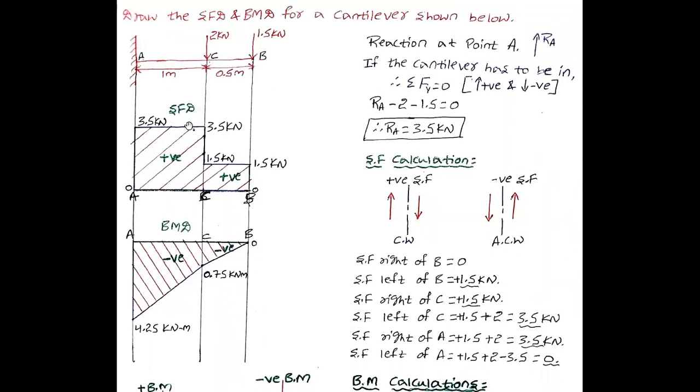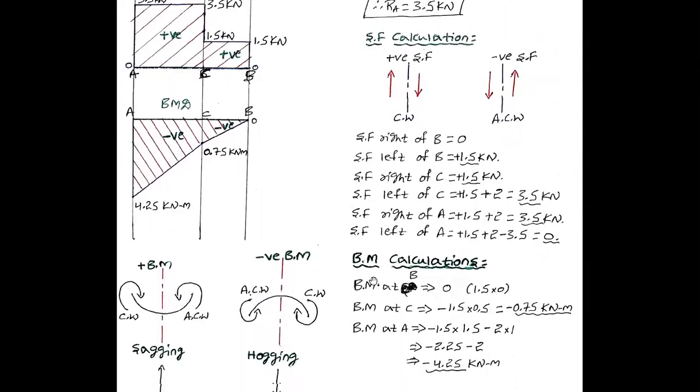Now I'm going to find the bending moment at point A, using the right section method. 1.5 multiplied by the perpendicular distance, which is 1 meter plus 0.5, that is 1.5. 1.5 kilonewton multiplied by 1.5. It is acting on the right side, clockwise, so it is a negative bending moment, or it is acting downward, so take it as negative: minus 1.5 into 1.5.